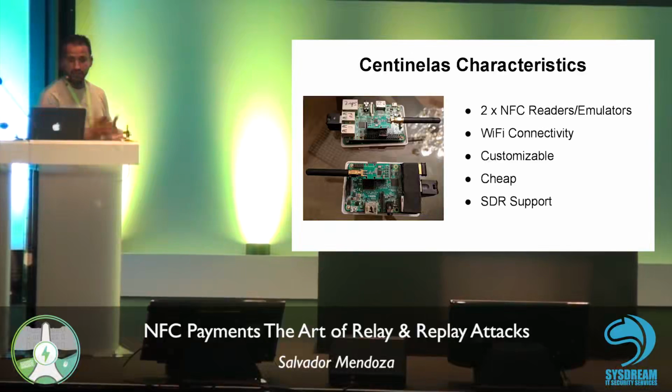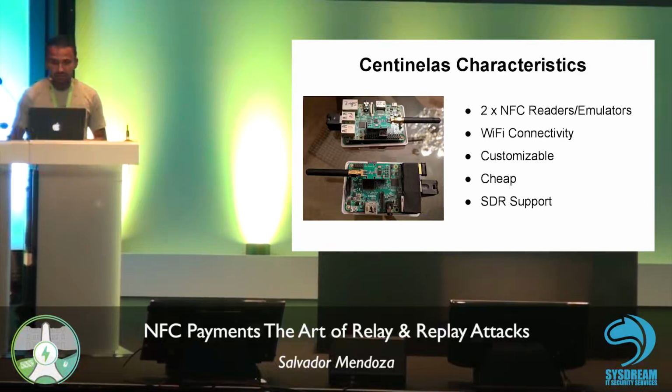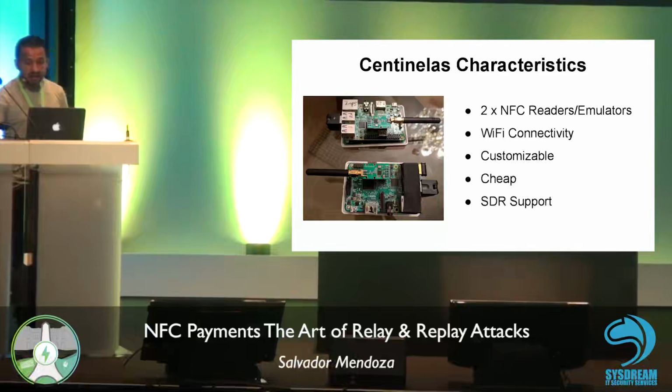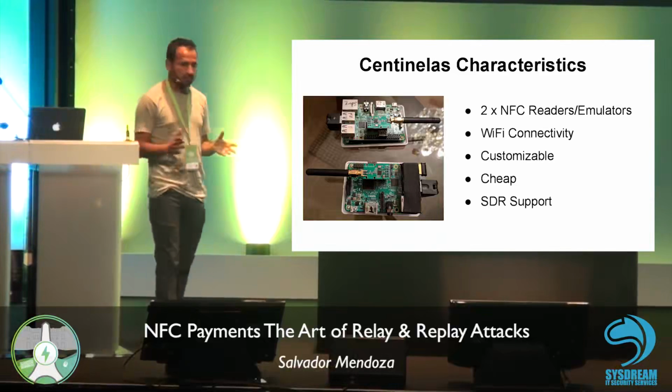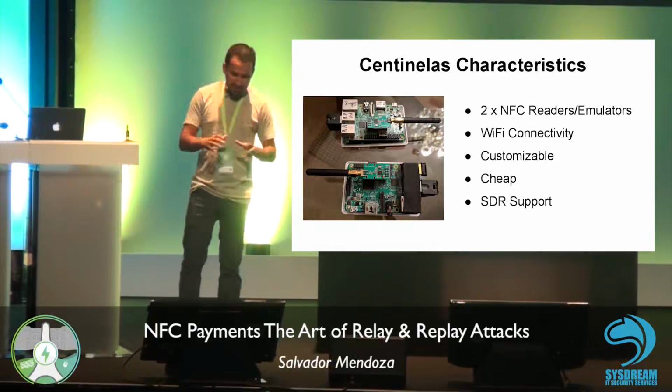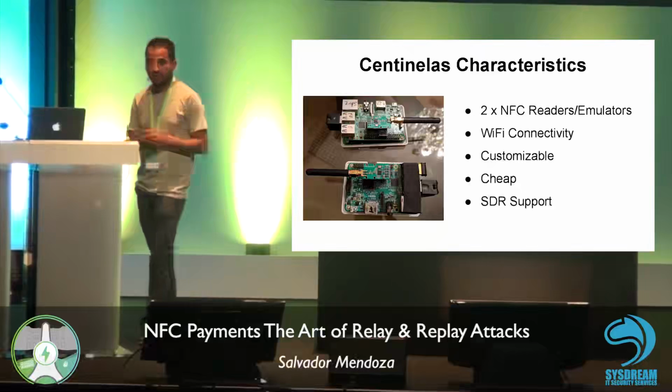So we have two NFC readers and emulators. We have Wi-Fi connectivity. It's customizable, it's cheap, and of course, it has SDR support. The idea of SDR support is very important because we need a channel to make this connection very quickly. So we need a dedicated connection.